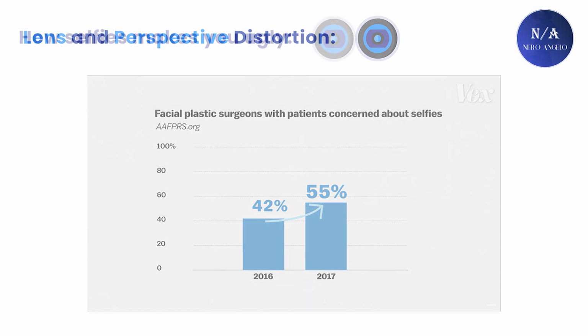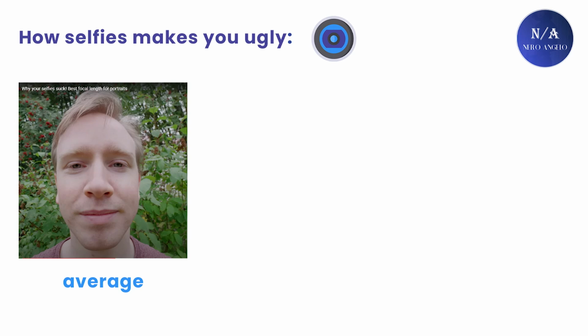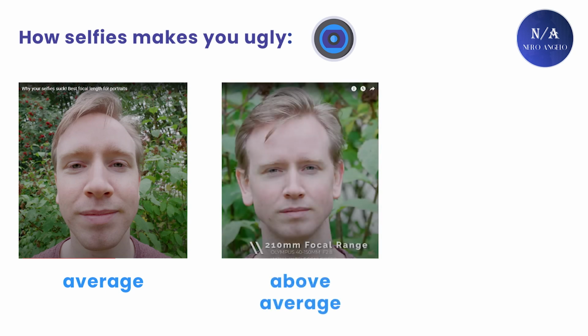Let's look at how your features get destroyed through the selfie camera. The channel John Bear showed the perfect comparison between the focal length of a selfie camera and a DSLR camera, and how he went from looking like an average 5 guy to a guy many people will consider a high 6 or low 7 in some cases.